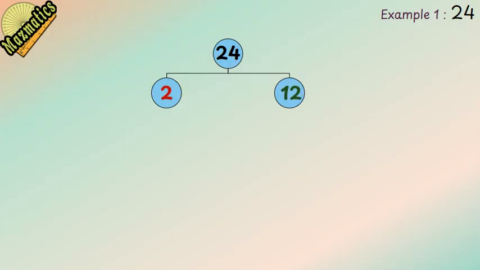Step 2. Check each number. 2 is a prime number, so no further splitting. 12 is not prime, so we split it further. 12 is equal to 2 multiplied by 6. Draw branches from 12 to 2 and 6.